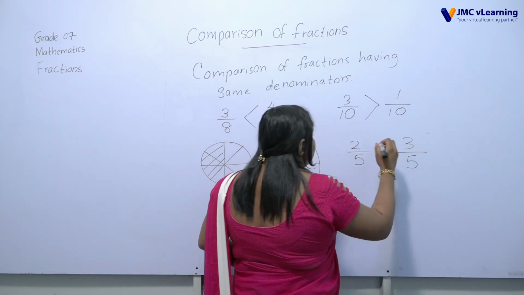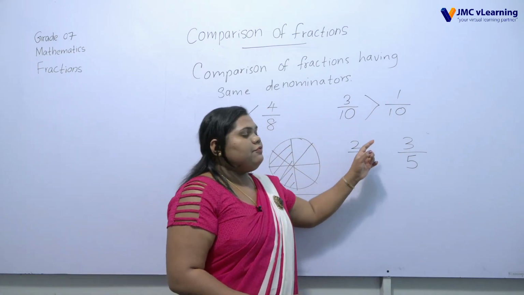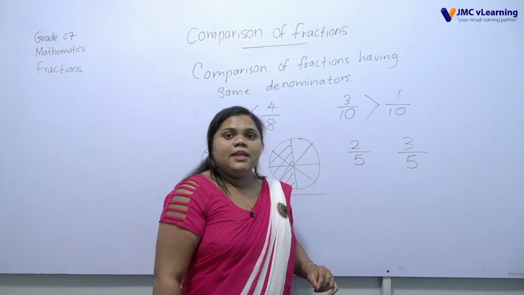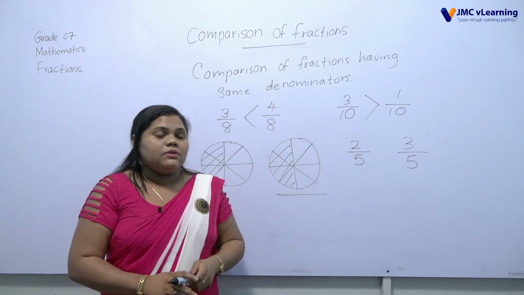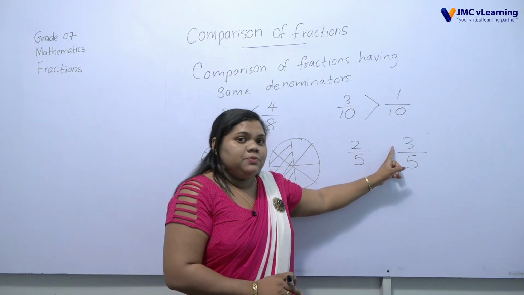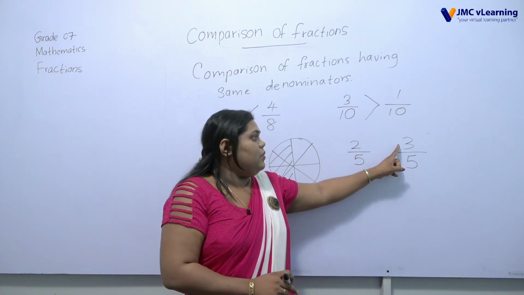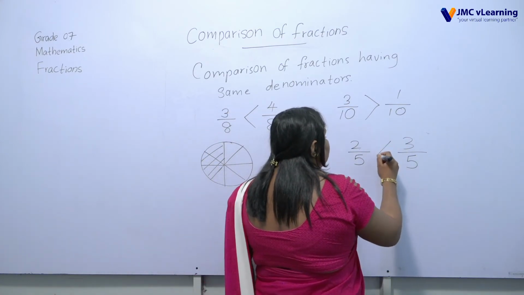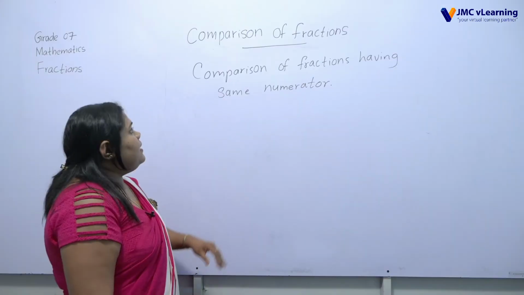What do you think about these two fractions? 2 out of 5 and 3 out of 5. Same denominator. So you have to think about the numerators. Larger numerator gives the larger fraction. So 3 is bigger than 2, no? So 3 out of 5 is larger than 2 out of 5.